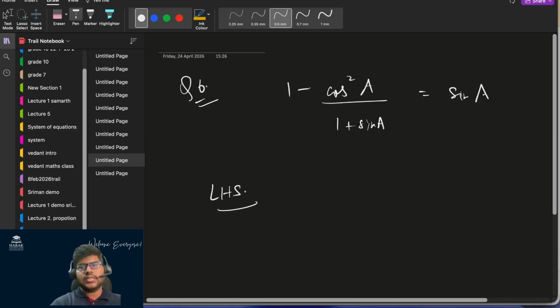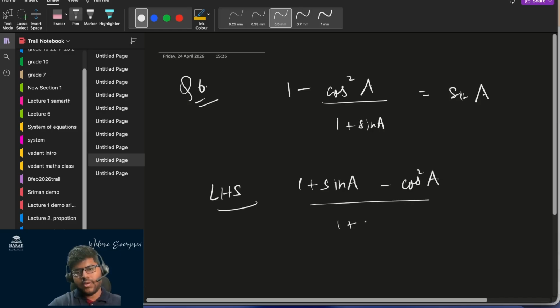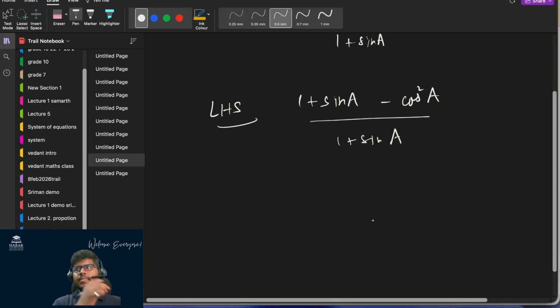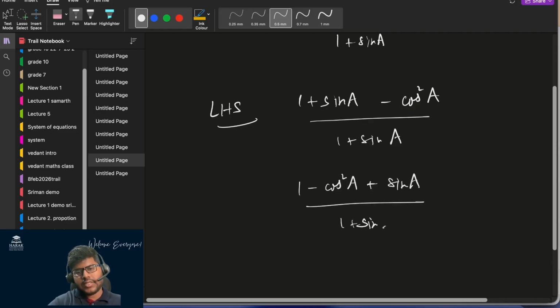We are taking the LHS. Taking the LHS, I just take the LCM, which means 1 plus sine of A minus cos square A over 1 plus sine A. Now what's the next step? We have 1 plus sine A minus cos square A over 1 plus sine A. Now we can apply the identity, and I am just rearranging the terms. I got sine of A over 1 plus sine A.